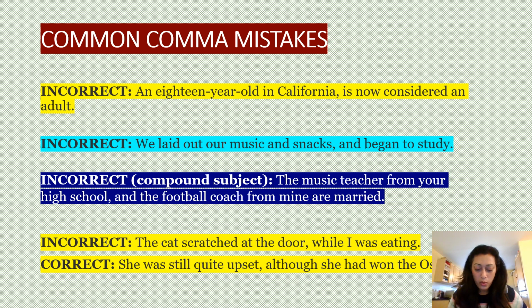The last is, don't put a comma after the main clause when a dependent clause follows it. For example, "The cats crashed at the door, while I was eating." The correct version would be, "She is still quite upset, although she had won the Oscar."